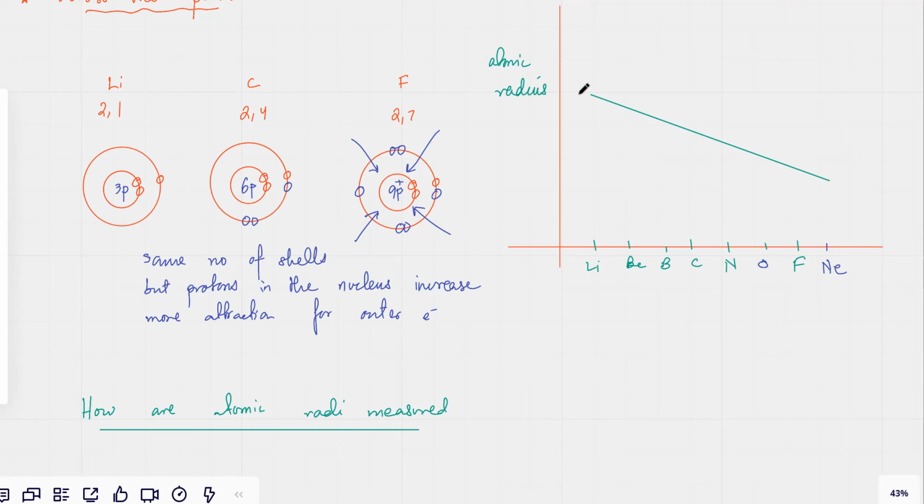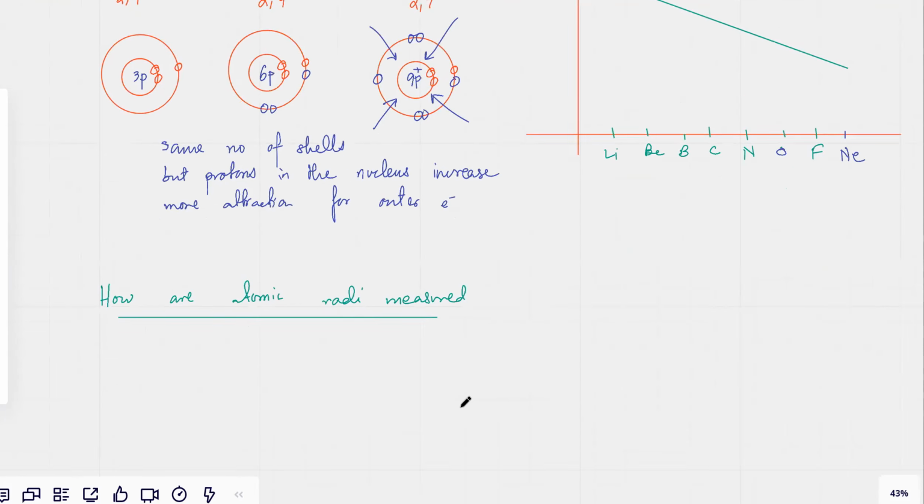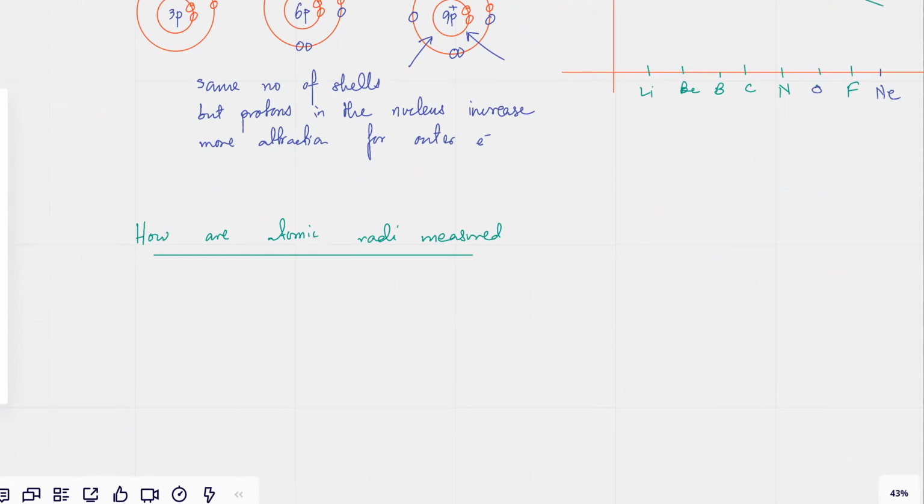So this graph over here was showing the size of the atomic radii. And there was one thing that we had started talking about, and that was how atomic radius is measured. Now, I also explained that an atom has a very well-defined nucleus. So it's very easy to pinpoint exactly where the positive charge is, where the protons are. What is not very well defined is the boundary of the atom.